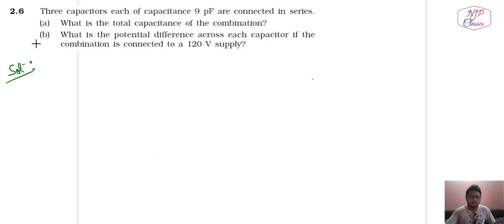So the question is like this. Question number 6: three capacitors each of capacitance 9 picofarad are connected in series. What is the total capacitance of the combination?